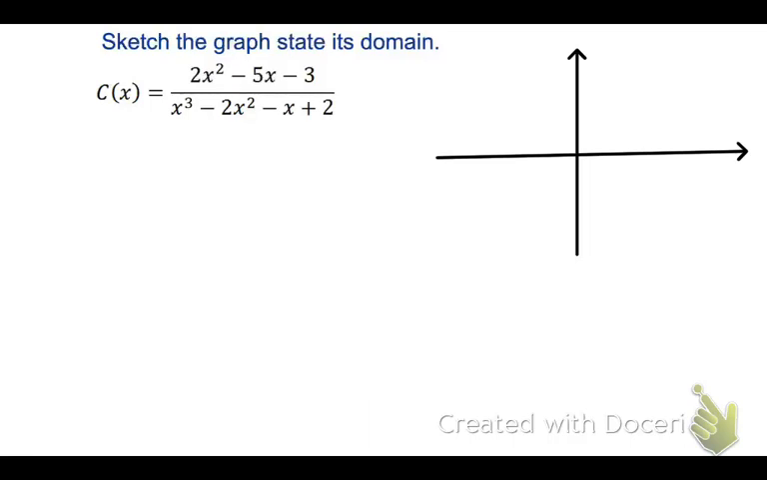Okay, so sketch the graph and state the domain. And I will just say sketch the graph. So you have to know all the pieces. So what's the first thing I do? Factor the top. Factor the top. So factors of 6 have a difference of 5.